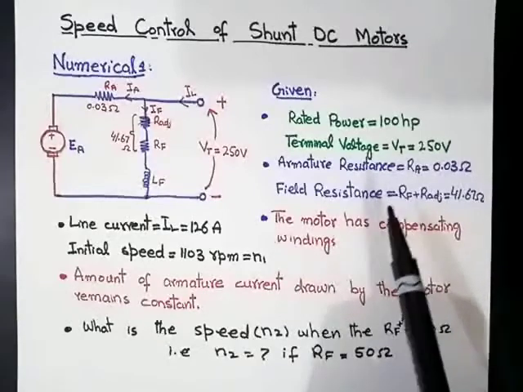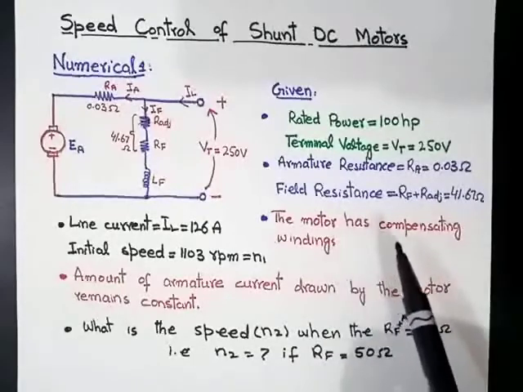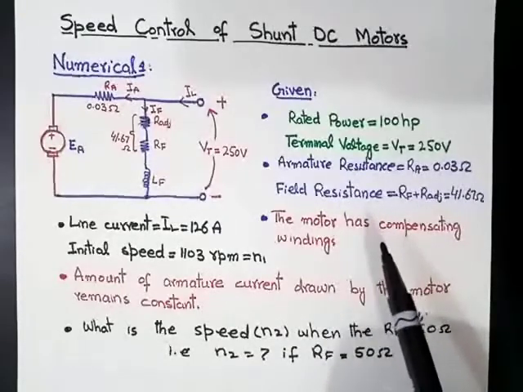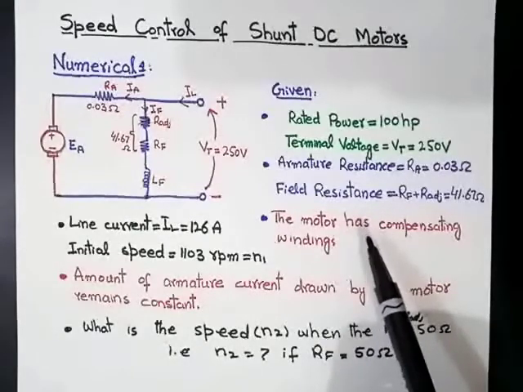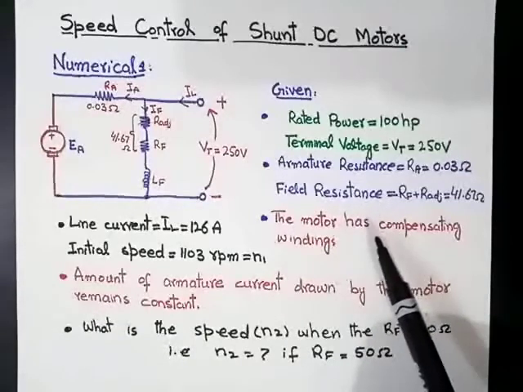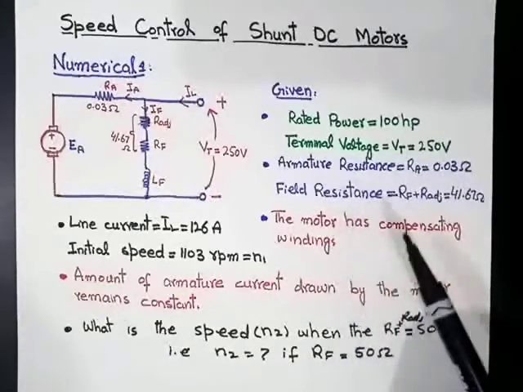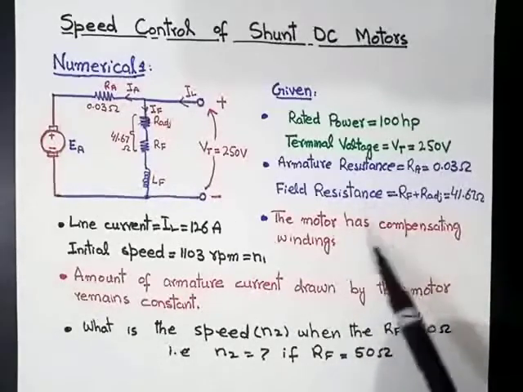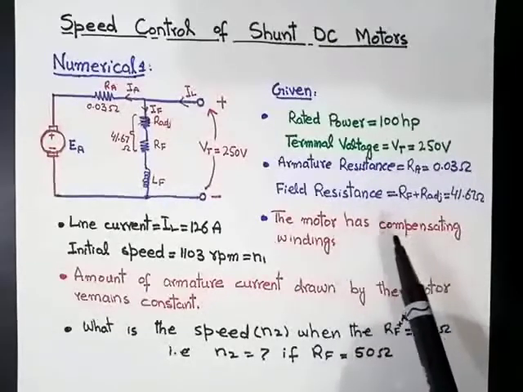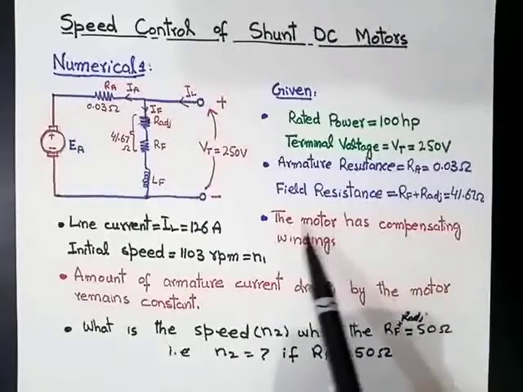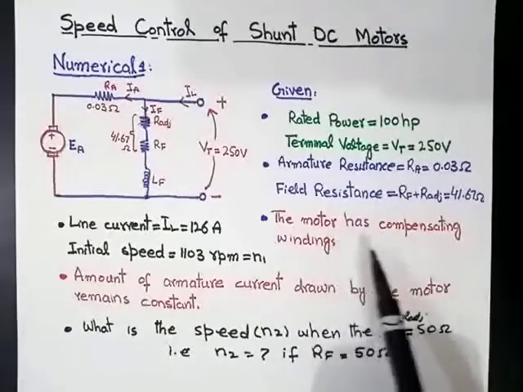Now, the other important thing here is that the motor has compensating windings. It means there will be no flux weakening problem due to armature reaction. As we have already discussed, compensating windings are used to cancel the flux weakening effect which occurs due to armature reaction. So this is a very important point: in this problem there is no flux weakening problem because we are using compensating windings.